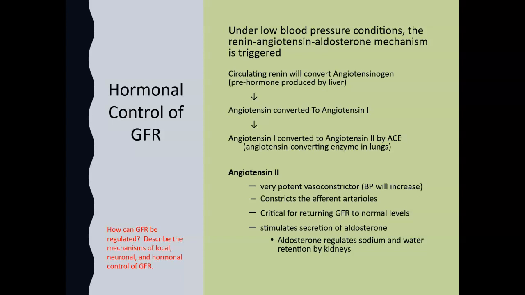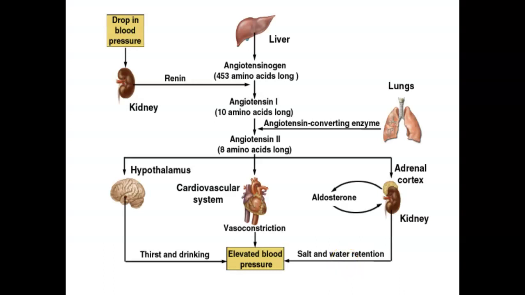The pathway should be familiar in that the liver produces angiotensinogen, which in the presence of renin is converted to angiotensin 1. Angiotensin 1 then is converted to angiotensin 2 in the lungs by ACE. Angiotensin 2 has the ability to act on blood vessels, causing them to constrict, which helps increase blood pressure back to normal levels. Additionally, angiotensin 2 stimulates the release of another hormone called aldosterone, which helps to retain salt and water in the body, further aiding in raising blood pressure. This is an illustration of the pathway just discussed.